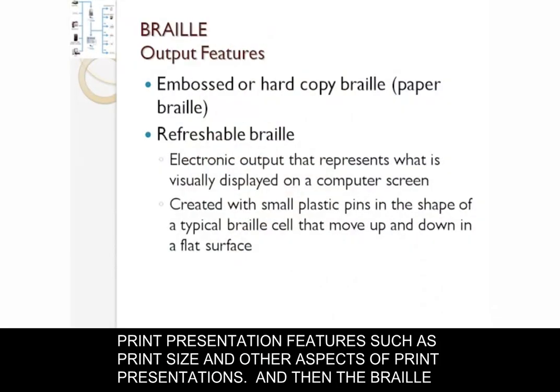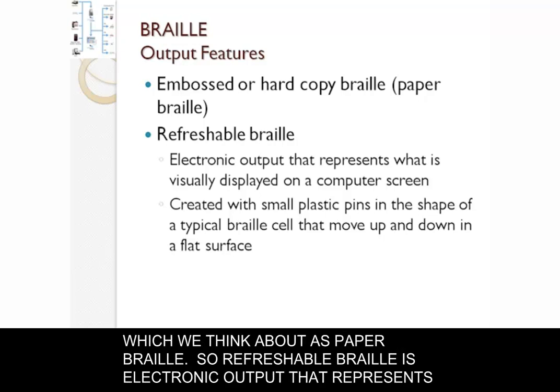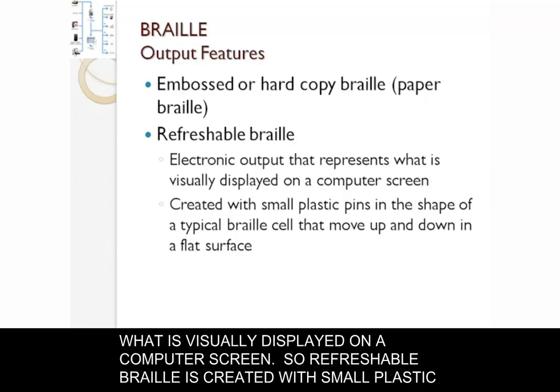And then the braille output features that are important to think about are whether braille is embossed or hard copy braille, which we think about as paper braille. So refreshable braille is electronic output that represents what is visually displayed on a computer screen.